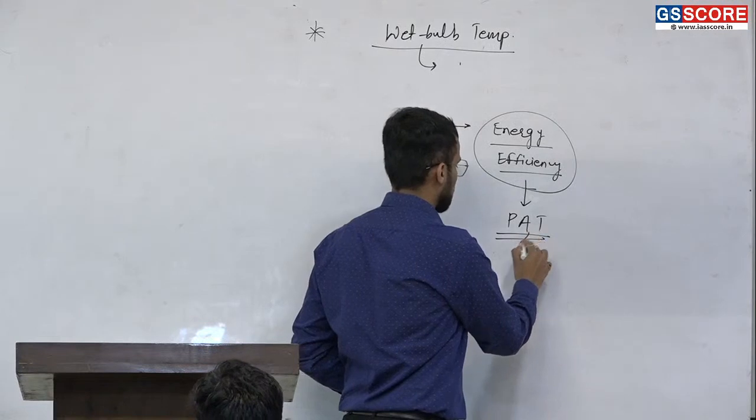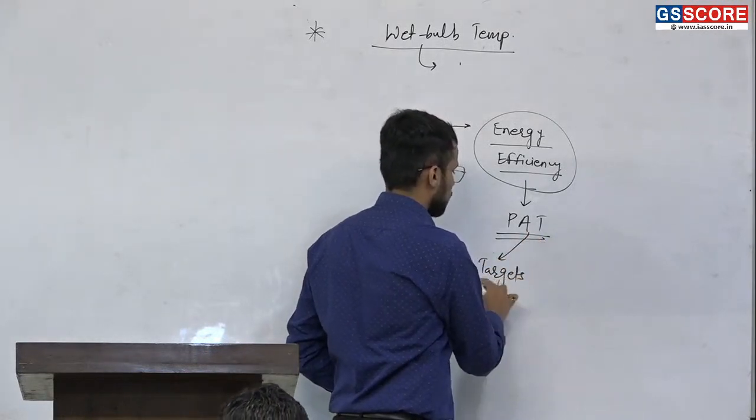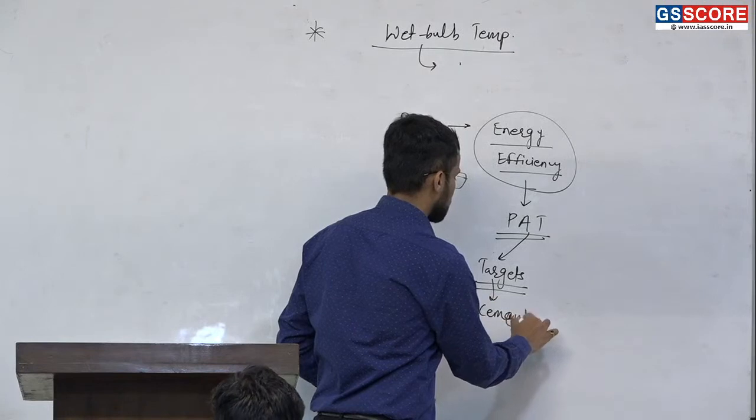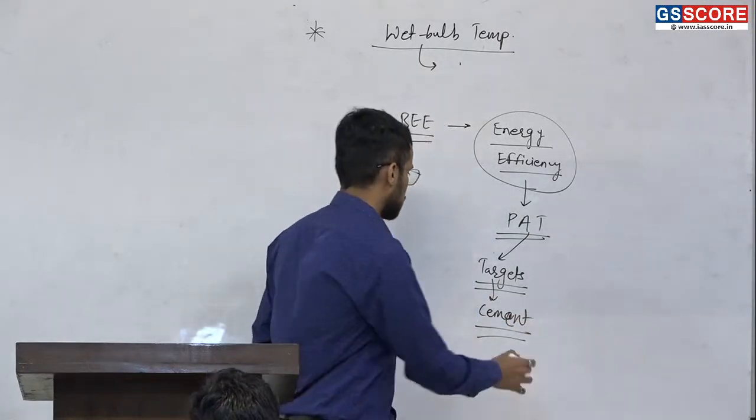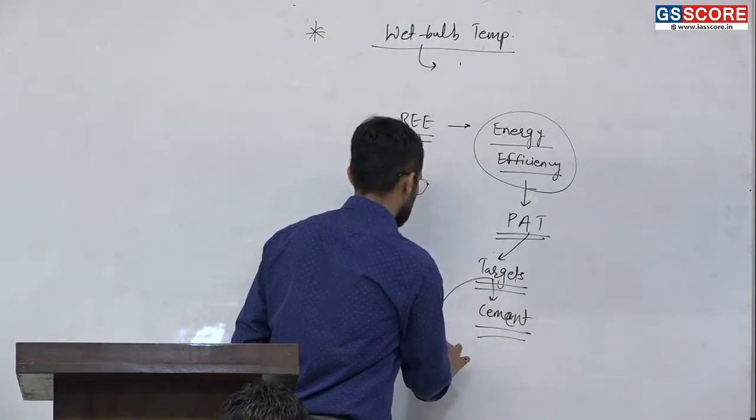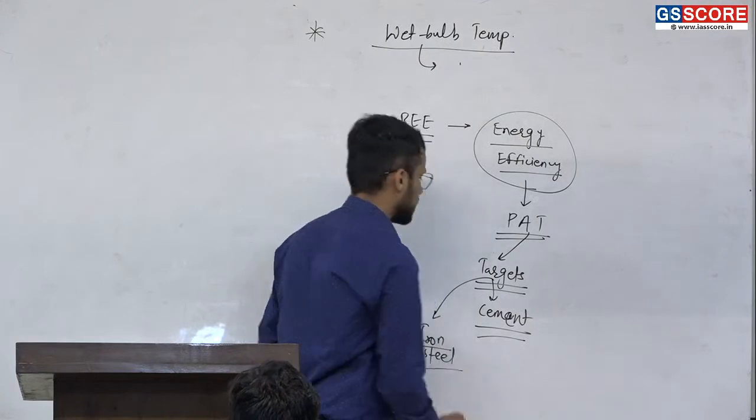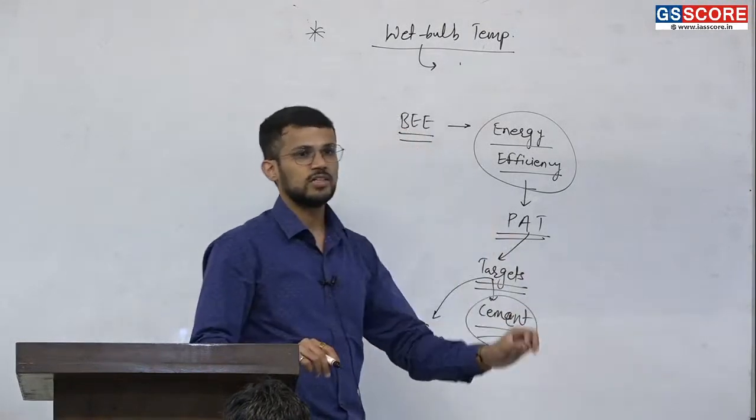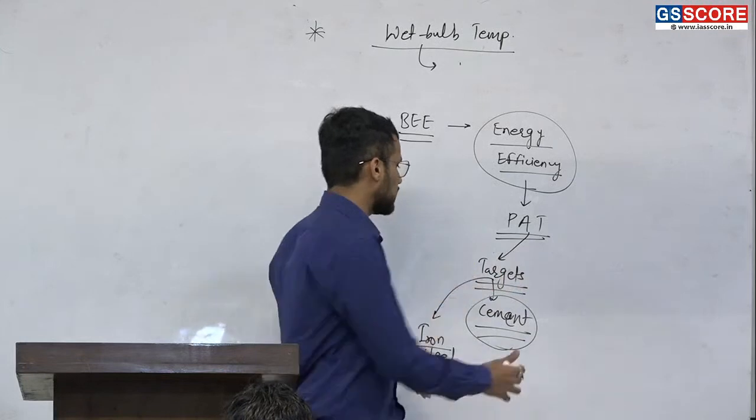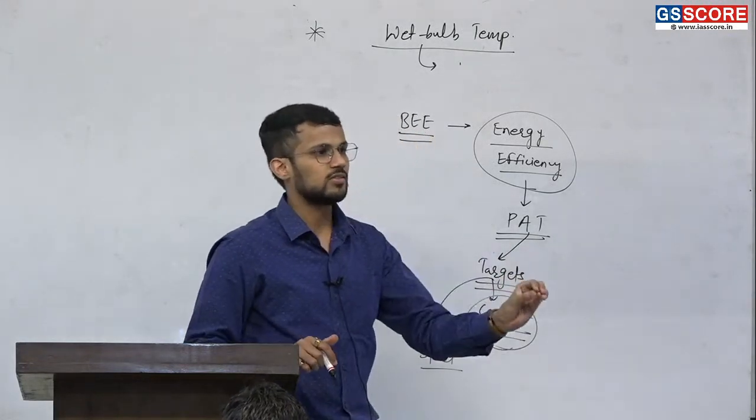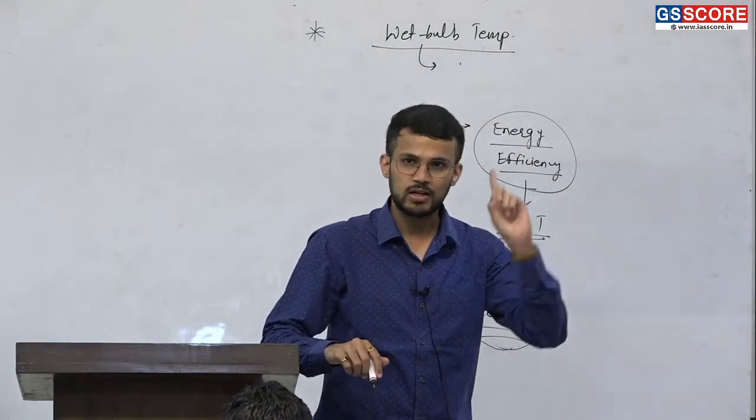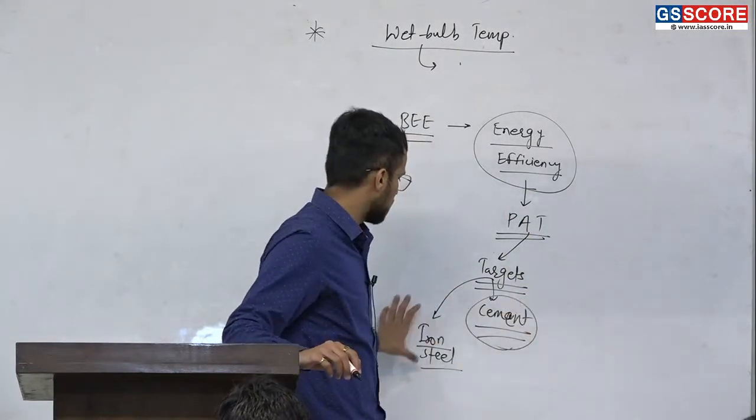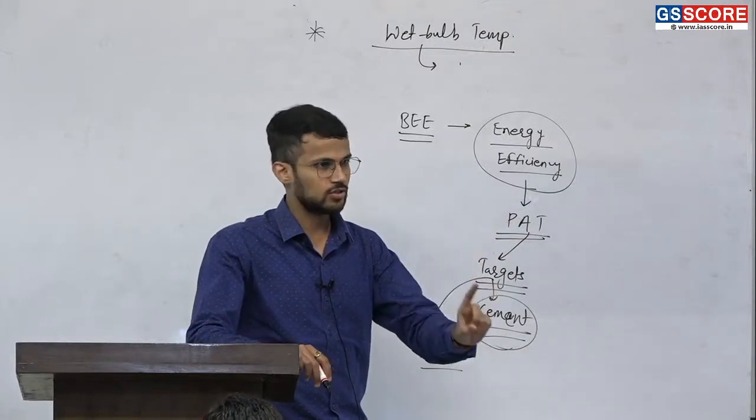Right? Under Perform, Achieve and Trade, what happens? There will be targets to different organizations. Let's say there is one cement industry, it will be given some targets. Similarly, there will be targets to the iron and steel industry, let's say. Why have I taken these examples? Because in these industries, it is very difficult to use renewable energy. They will continue their use of fossil fuels. And that's why, let's say, cement industry and iron and steel have targets with respect to energy efficiency.